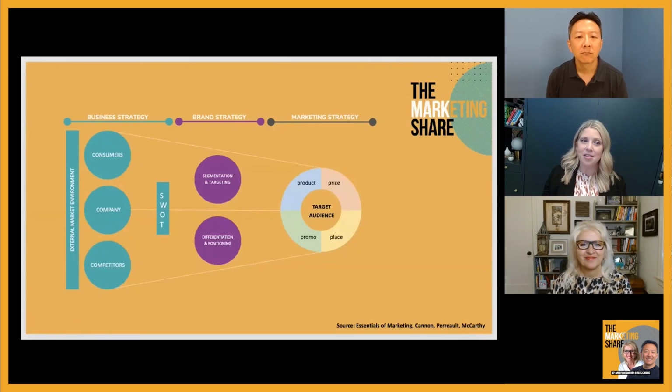I find this has just been such a simple graphic to understand how to connect business strategy, brand strategy, and marketing strategy together in a way that can transcend industries and different types of businesses. On the left here, you see that it's really important to understand the intersection of the external market environment, plus who it is you want to go after, whether it's consumers, or what some companies might call customers, and what your internal company does best.